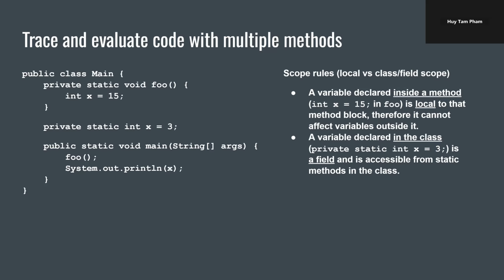But then which one is the x that is accessible by the main method? What do you think?